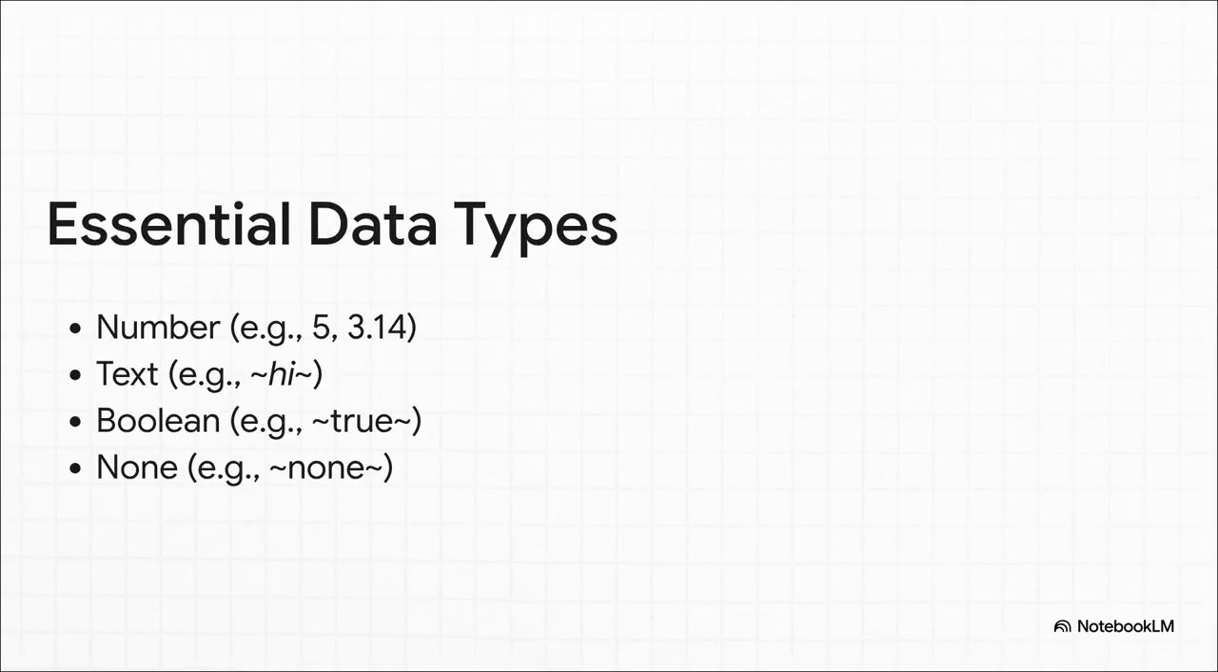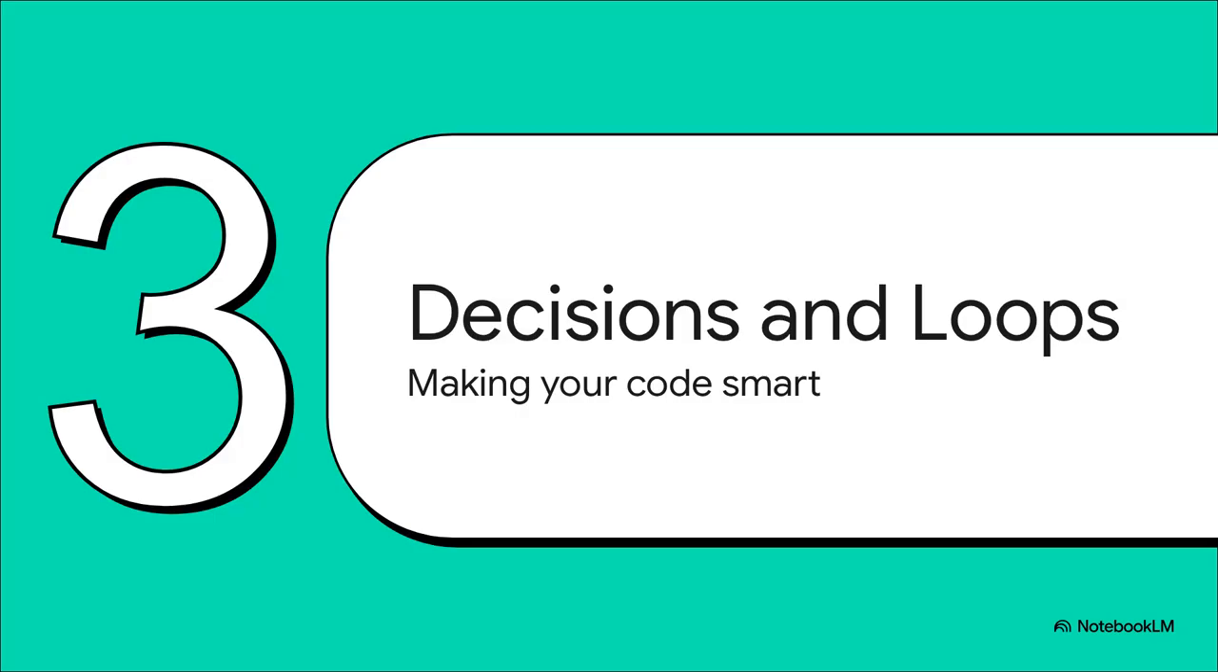Of course, those little boxes we talked about can hold all sorts of different information. And Omicron covers all the essentials. You've got your numbers for doing math, you've got text for words and sentences, booleans, which are basically for simple true or false questions, and you even have a special value for when there's nothing in the box at all. All right, let's climb up to the next rung on our ladder and see how this all starts to build.